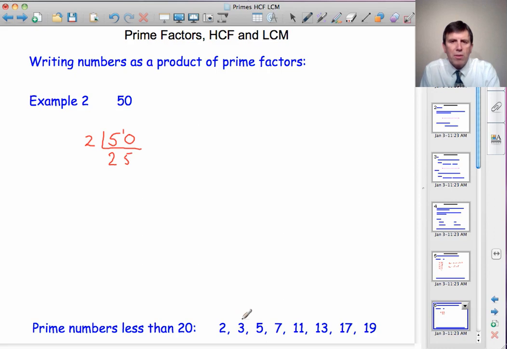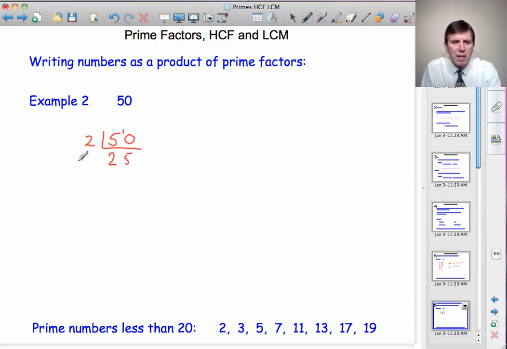Will it divide by 3? Well, one easy way to check is if you add these digits up, 2 and 5, 7. Is 7 divisible by 3? No, it's not. Well, that's a useful check for whether a number is divisible by 3. If you add the digits up and the answer is divisible by 3, then that number will be. So you can divide 25 by 3 if 5 and 2 add up to a multiple of 3, but they don't, they add up to 7. So 3 won't go into 25.